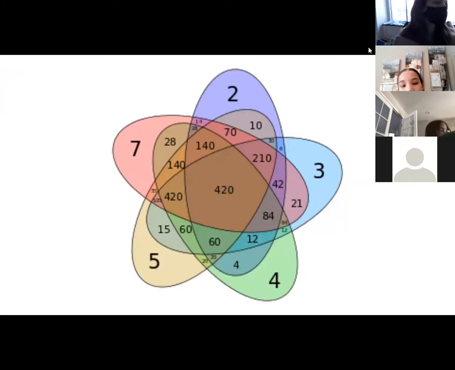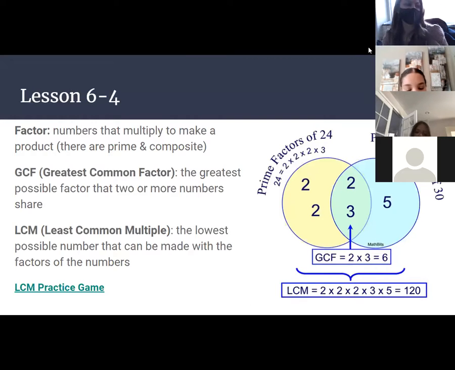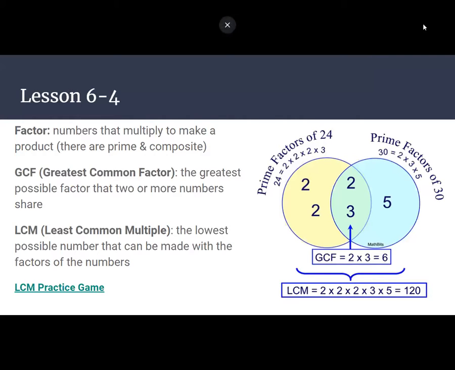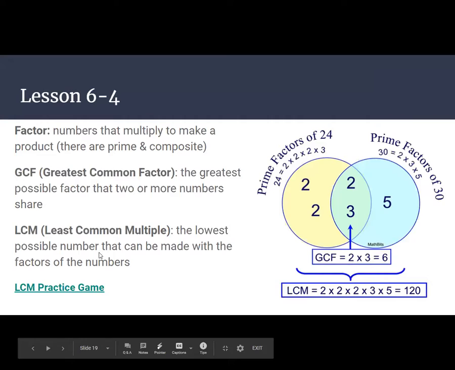And then today we're going to work on something called least common multiple, which is very closely related. So least common multiple is involved with the leftover factors that those numbers share. So the greatest common factor is the ones that they do share, but combined with the other factors, that creates the least common multiple.